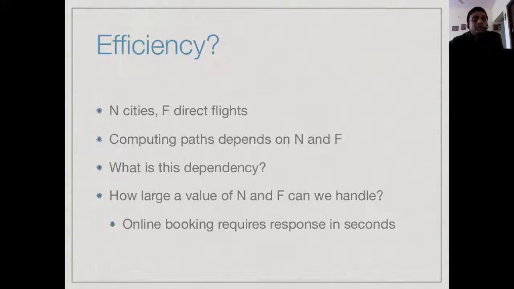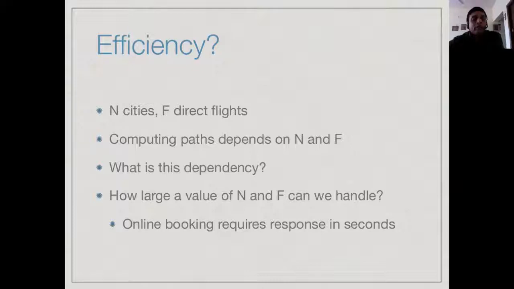Now, in terms of efficiency, we have to look at what are the things that determine the complexity of the problem. It's fairly obvious in this particular case that if we have more cities, the problem is more complicated. So the number of cities, which we can call n, is certainly one parameter which determines how long it is going to take to run.